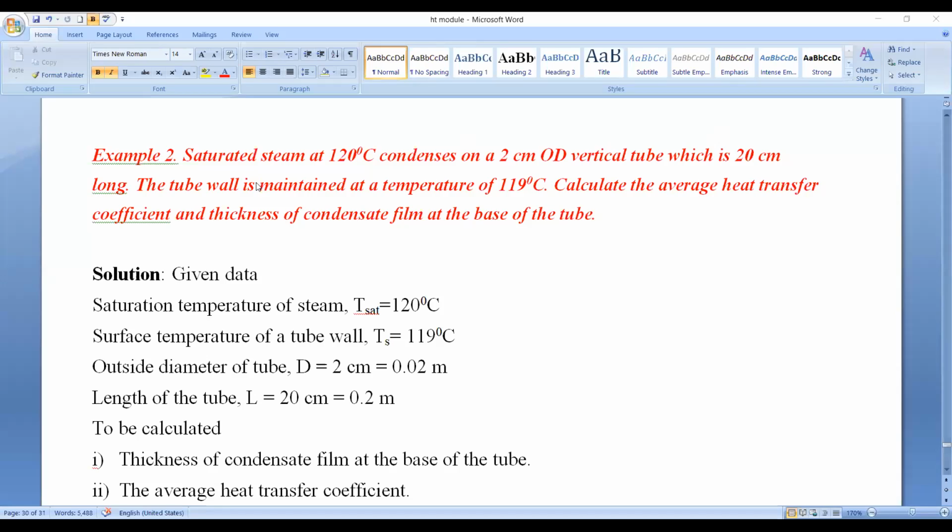Let's read the problem carefully. Saturated steam at 120 degrees centigrade condenses on a 2 centimeter outer diameter vertical tube which is 20 centimeter long. The tube wall is maintained at temperature of 119 degrees centigrade. Calculate the average heat transfer coefficient and the thickness of condensate film at the base of the tube.